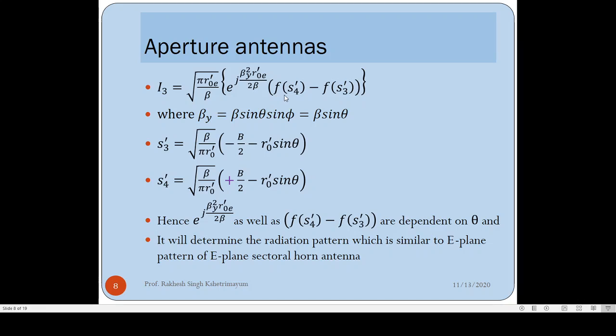I3 has a term like fs4 dash, fs3 dash, and you also see an exponential term here. Beta y will become beta sine theta sine phi. Sine of pi by 2 is 1, so beta sine theta. So this exponential term is dependent on theta. We can also look at the expressions for s3 dash and s4 dash, and they turn out to be dependent on theta. Here you have a sine theta term, and here a sine theta term. So fs4 dash and fs3 dash are dependent on theta. Even this term is dependent on theta. So these terms in I3 will actually decide the normalized radiation pattern of the pyramidal horn antenna for the E plane.